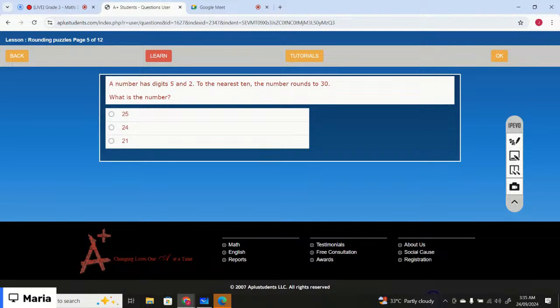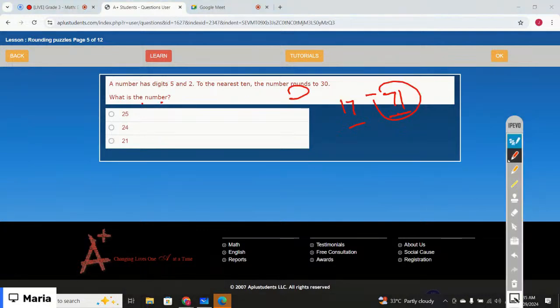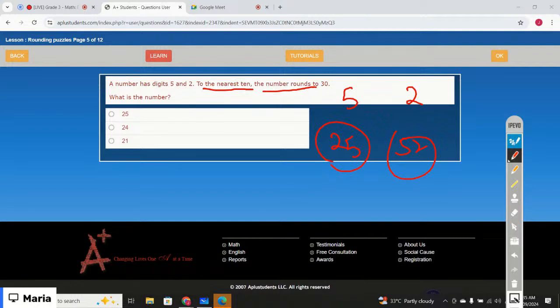You have two digits, that is 5 and 2, right? Using these two digits you can make only two numbers, 25 and 52, right? But you are given that to the nearest 10, the number rounds to 30. So which number rounds to 30?